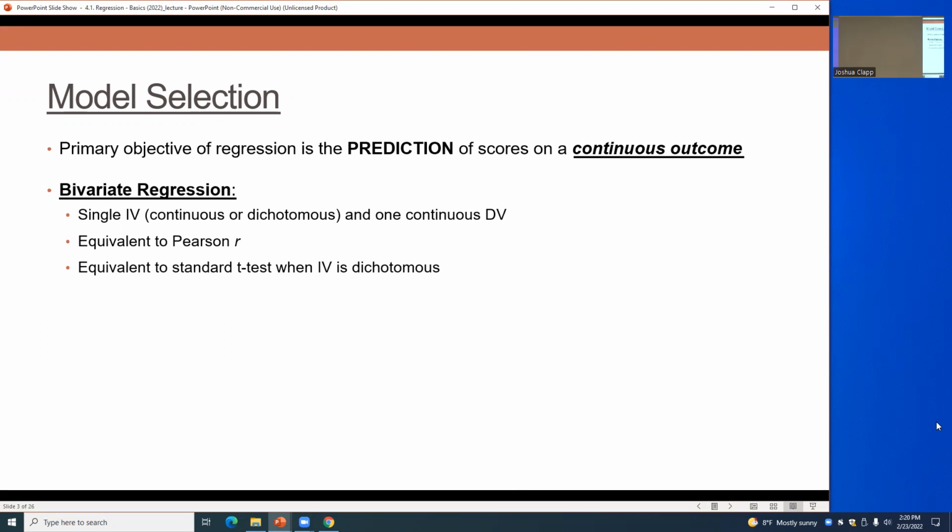If someone ever said, hey, you can't run that in regression or a correlation, I would say, nope, that's not right, because it's mathematically the exact same thing.